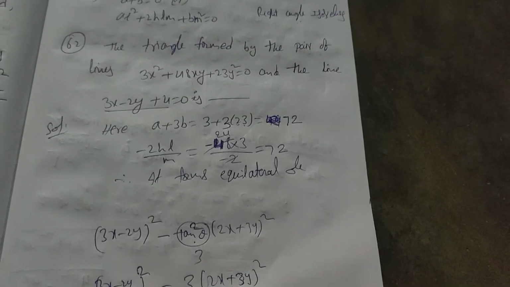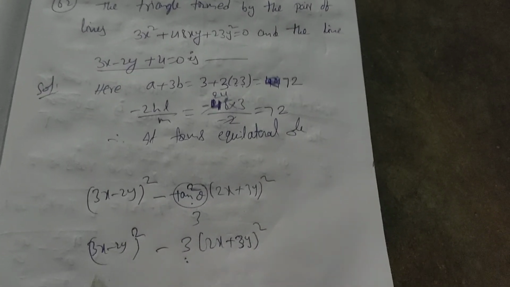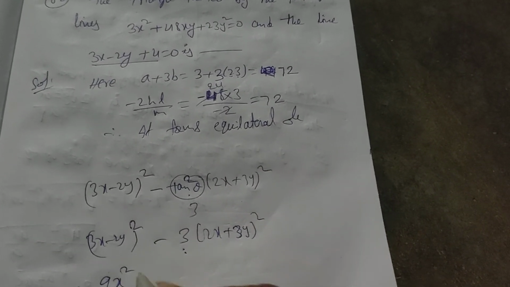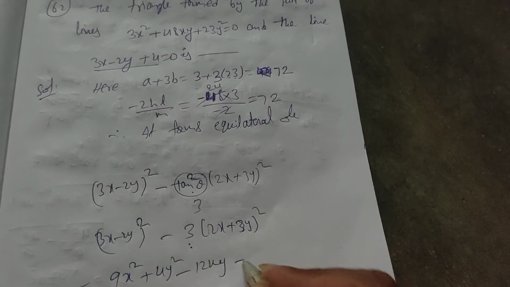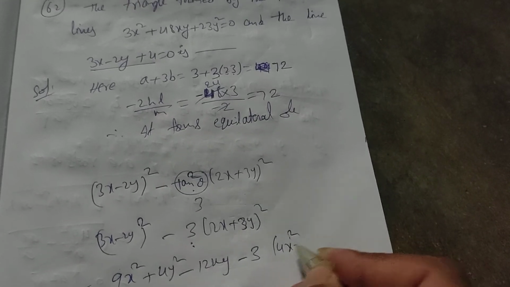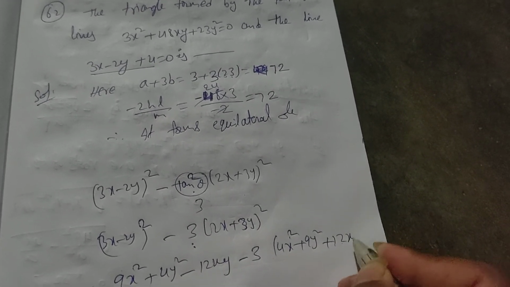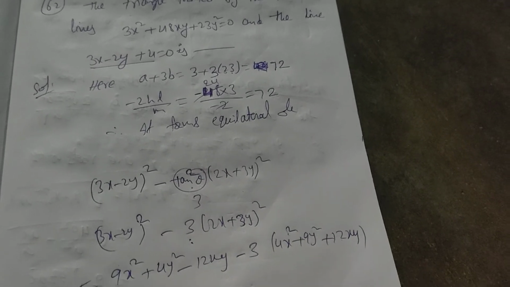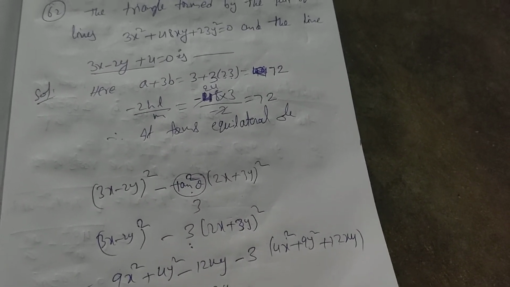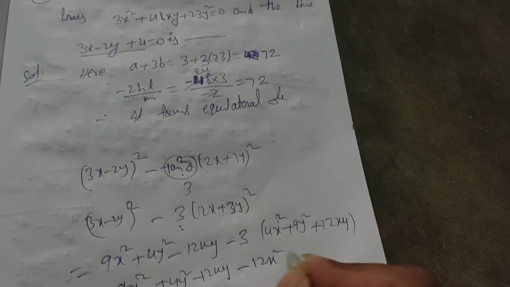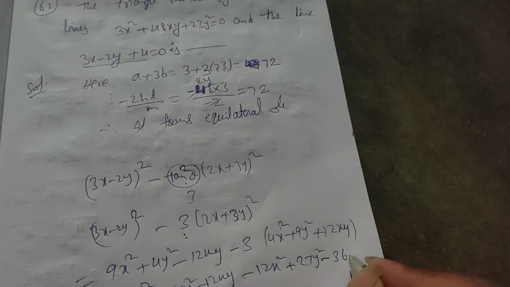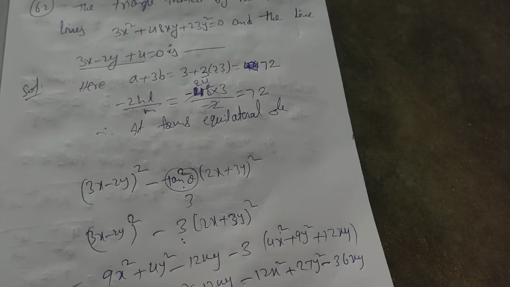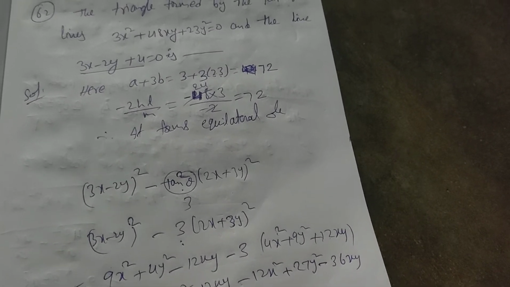First I am going to check with 3, because already we know it is an equilateral triangle. So (3x minus 2y) whole square means 9x square plus 4y square minus 2 3s are 6, 6 2s are 12xy, minus 3 into (4x square plus 9y square plus 12xy). Simplify: 9x square plus 4y square minus 12xy minus 3 4s are 12x square plus 9 3s are 27y square minus 12 3s are 36xy.